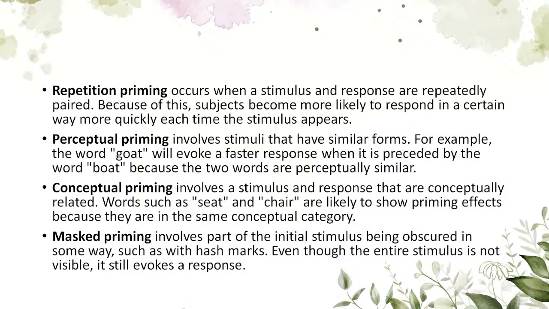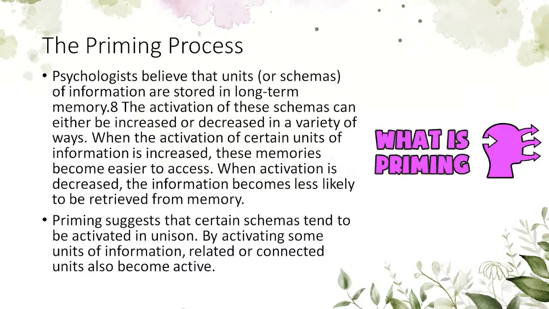Conceptual priming involves stimulus and response that are conceptually related. Words such as seat and chair are likely to show priming effects because they are in the same conceptual category. Masked priming involves parts of the initial stimulus being obscured in some way, such as with hash marks. Even though the entire stimulus is not visible, it still evokes a response.